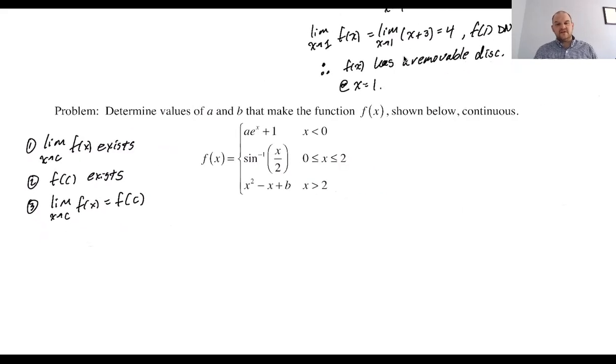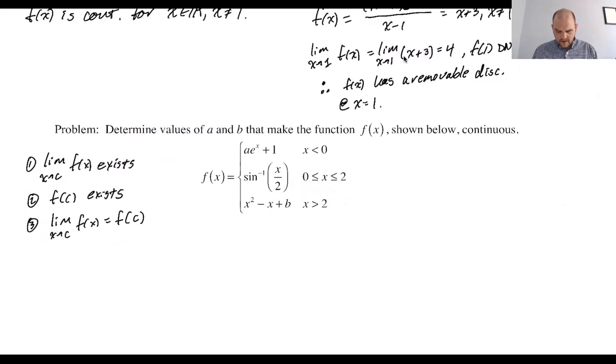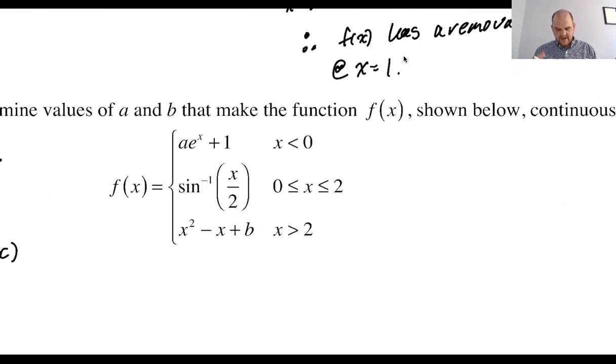This function has pieces, right? By itself, a times e to the x plus 1 is continuous. So the only place that we could have a problem with this function is at 0, because that's where we're arbitrarily breaking the function apart and starting a new function. And then inverse sine is also continuous everywhere, right? We know what inverse sine looks like. It looks kind of like this, assuming that I mirrored correctly for you.